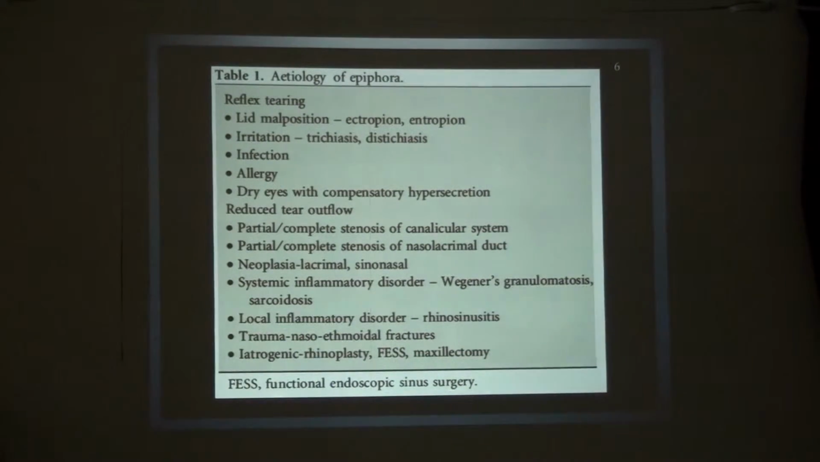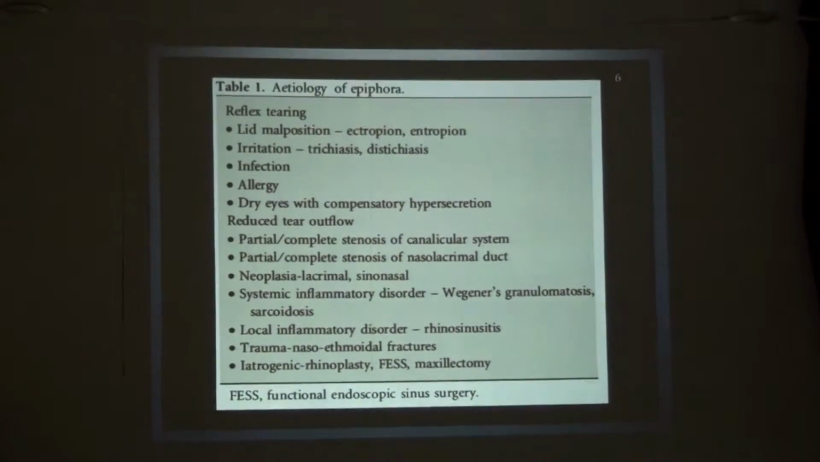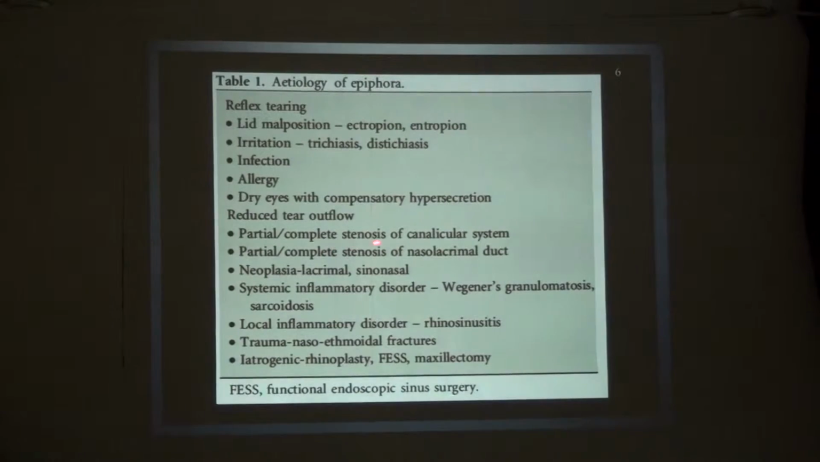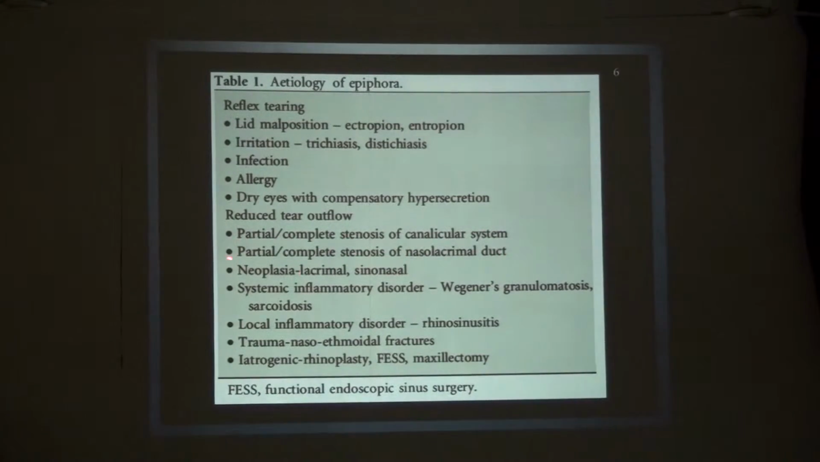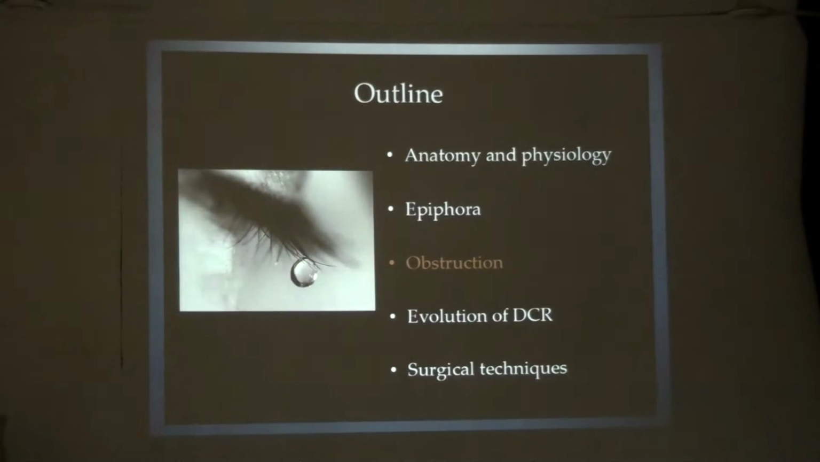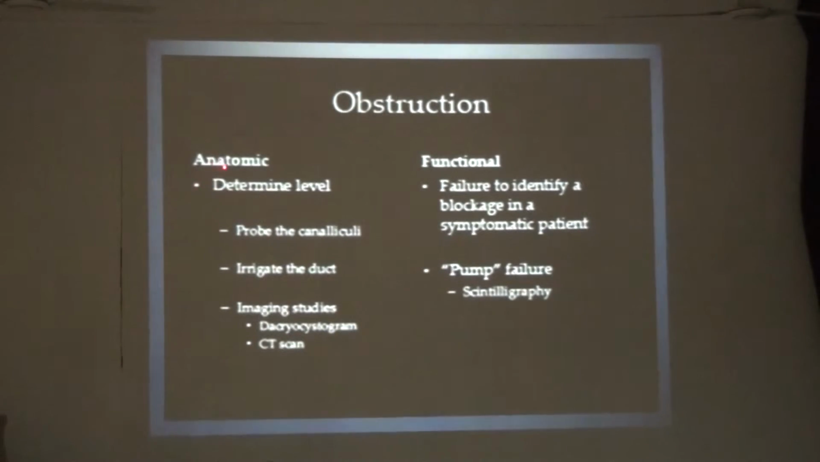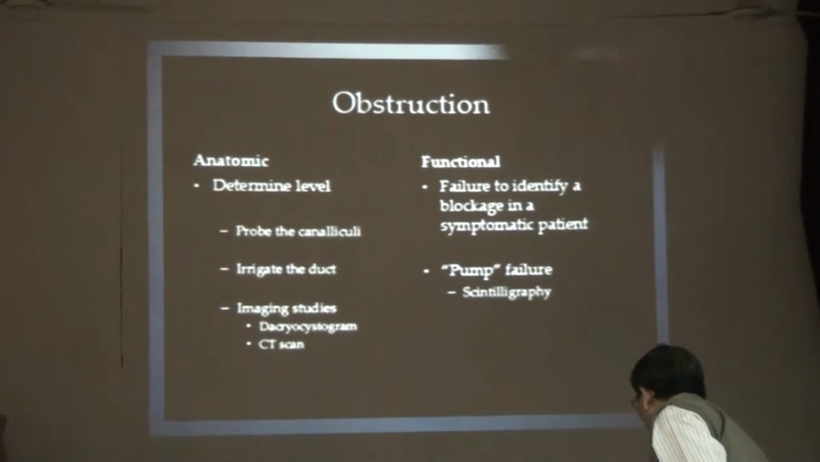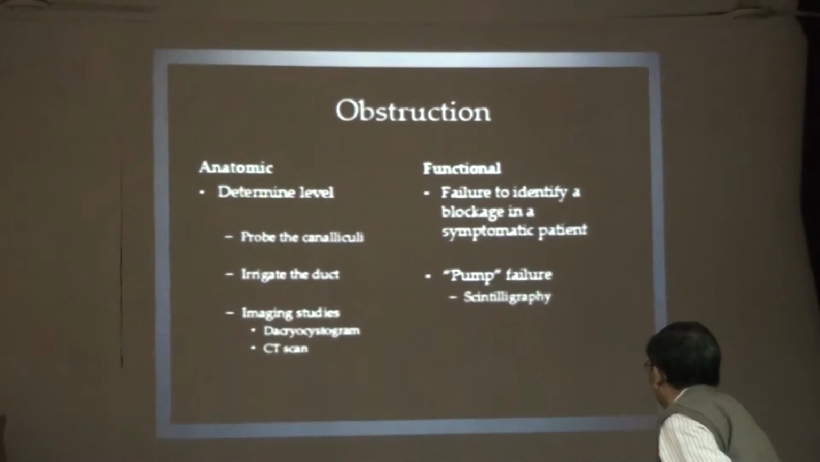So, what are the etiologies of epiphora? There are many reasons, but I am dealing only with this: partial or complete stenosis of the nasolacrimal duct. So I am dealing with the obstruction. I am doing endoscopic DCR. First, we have to determine at which level the block is there. If it is at the canalicular level, nothing can be done. The patient has to live with it like that. Then irrigate the duct to see the block level, that is syringing. Then we can do some imaging studies, but these are very expensive, so we can rely on the syringing test in our setup.